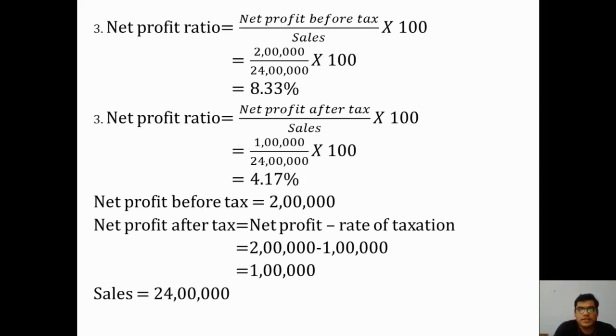Second is net profit after tax, that is 1 lakh. The net profit we have is 2 lakh and the rate of taxation is 50%, which means 50% of 2 lakh, which will come to 1 lakh. So here in this working note we have shown net profit minus tax, that is 2 lakh minus 1 lakh, and the remaining value of 1 lakh is the net profit after tax. So this 1 lakh we put in the formula, 1 lakh divided by 24 lakh into 100. So the answer will be 4.17%.